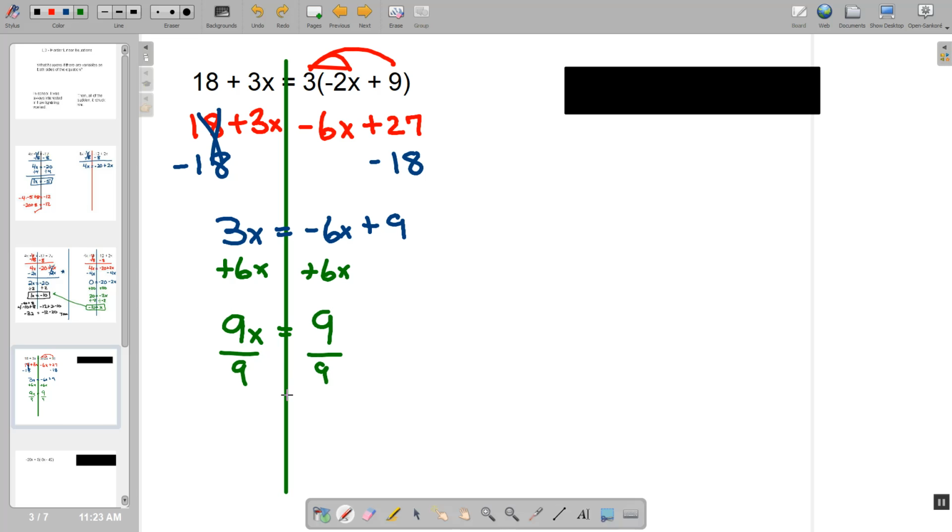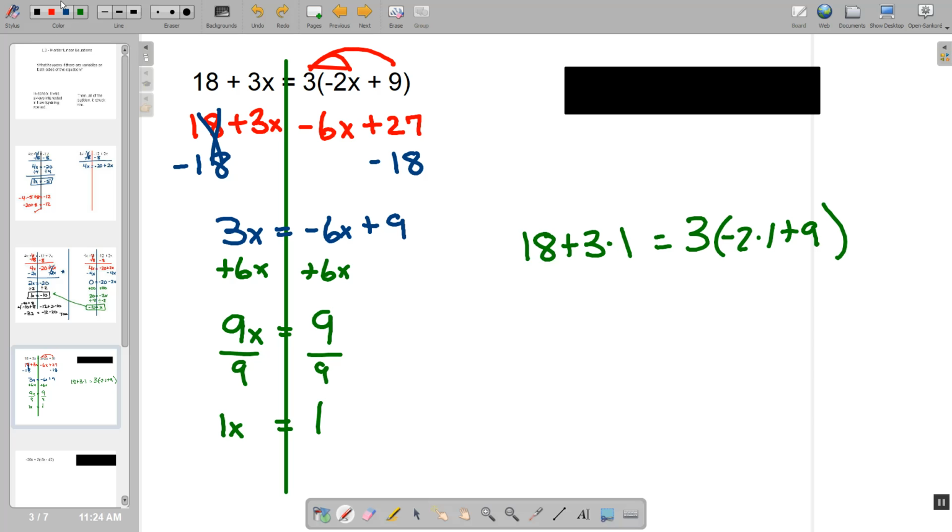I divide both sides by 9, and I get 1x equals 1. So to check my answer, to give myself room, I'm going to do it over here. I get 18 plus 3 times 1. And on the right side, I'm doing 3 parentheses, negative 2 times 1 plus 9. 18 plus 3 times 1, well, that's 21. And over here, this is equal to negative 2 plus 9, which is 3 times 7. That's a true statement. Therefore, I am correct.